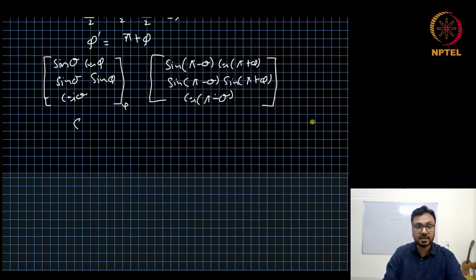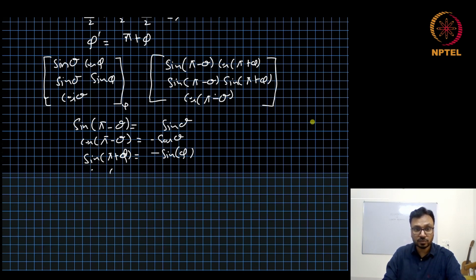Now we recall that sine of pi minus theta is sine theta. Cos of pi minus theta is minus cos theta. Sine of pi plus phi is minus sine phi, and cos of pi plus phi is minus cos phi.